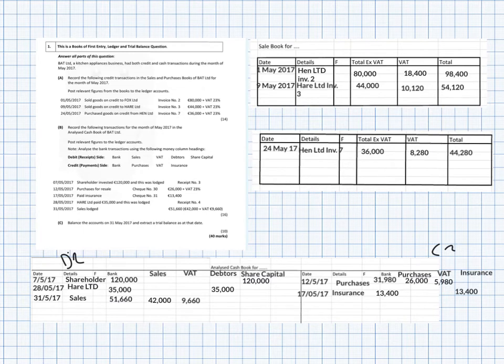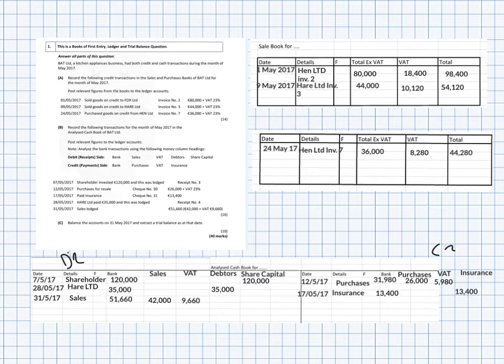So in order to balance the analyzed cash book, we just need to worry about the bank account. So just the bank and the bank here, because that's the part we're going to balance. So we add up the left hand side, we add up the right hand side, we see which is bigger. If you add these three here together, it equals 206,660. If you add these together, it's only 45,000. So this is the bigger figure. These are the bigger side. So this is going to be our balance. This is going to be our total.